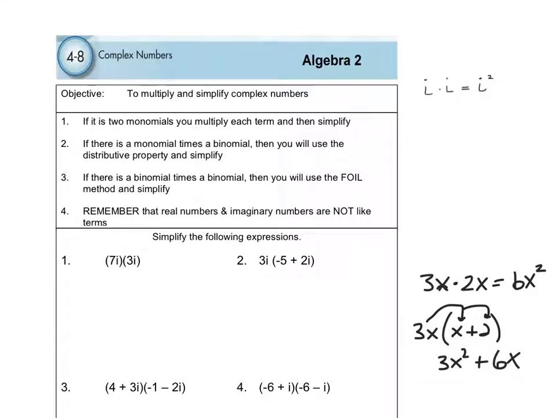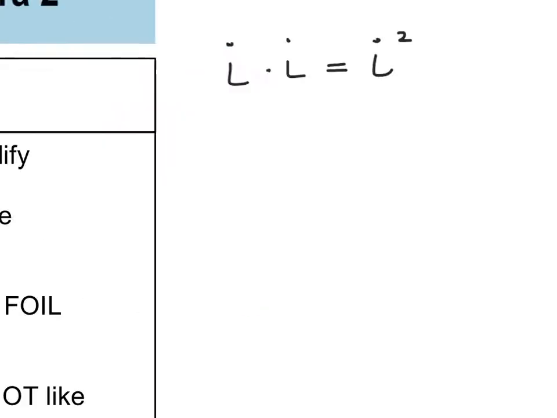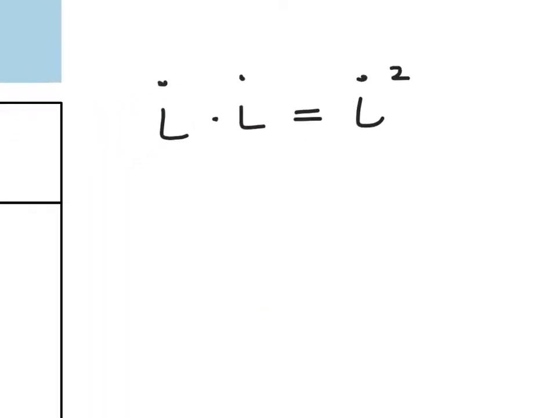Okay, so those are the two things that we're going to be looking at here in this video. We're going to multiply monomials, and we're going to multiply a monomial and a binomial, or a one-term item and a two-term item for today.